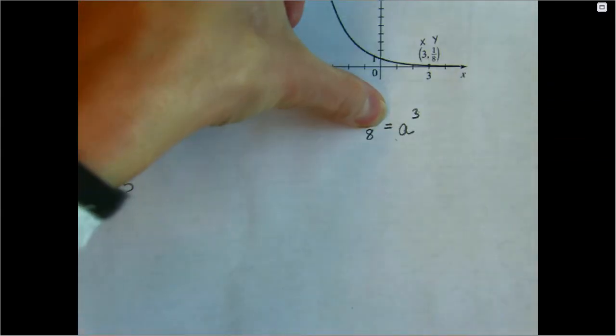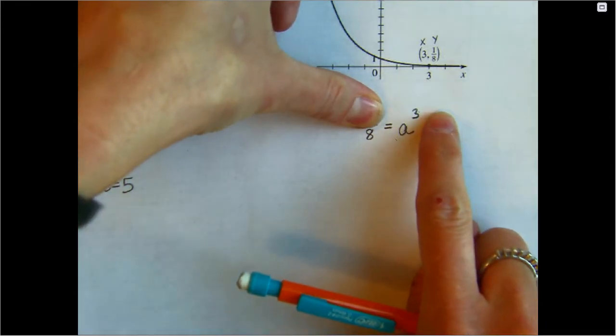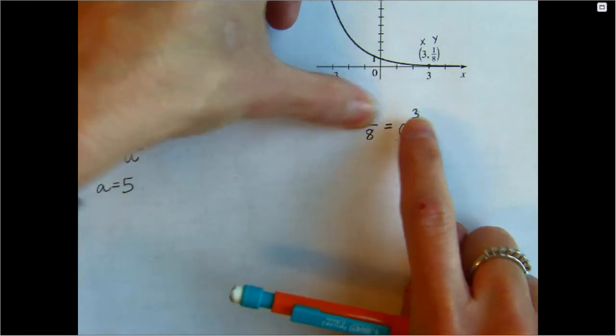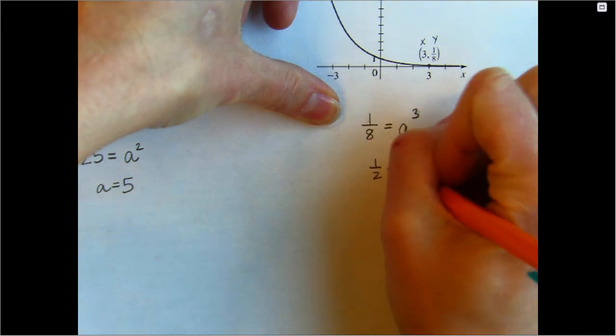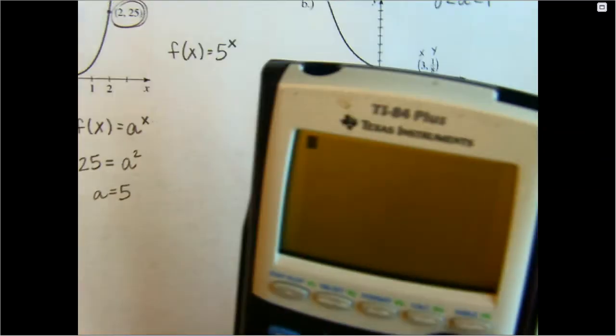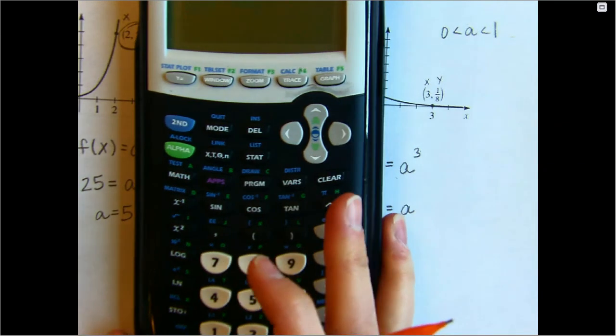I kind of like to think of this as just 8. So what number to the third power is 8? Well, that would be 2. So if I need 1/8, that means that a has to be 1/2. And we know it has to be a fraction between 0 and 1. So that makes sense. There is a cube root button on the calculator. And so let's see, I forget. I haven't used the cube root in so long.